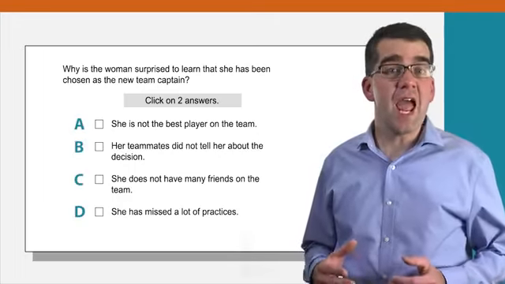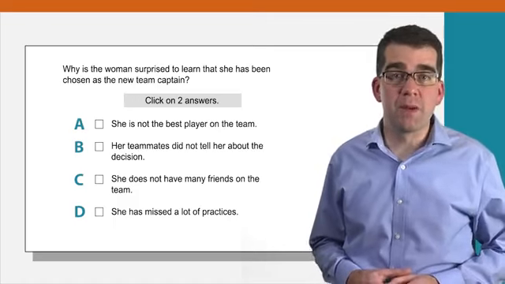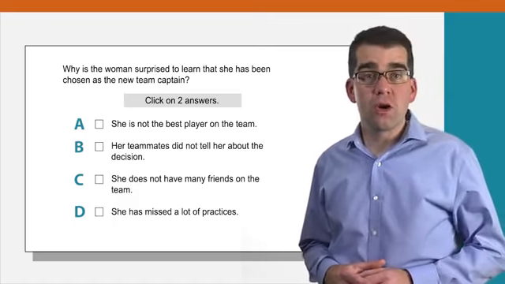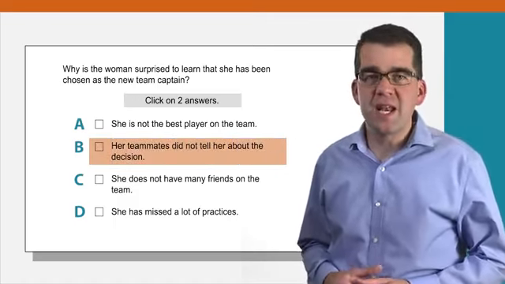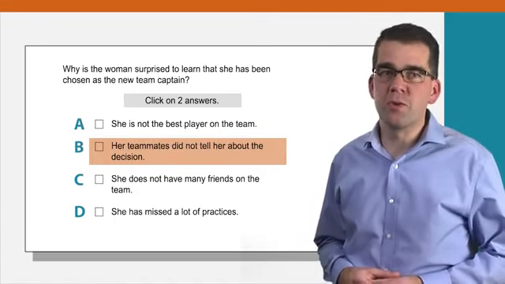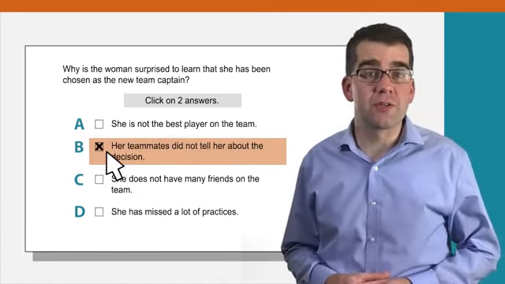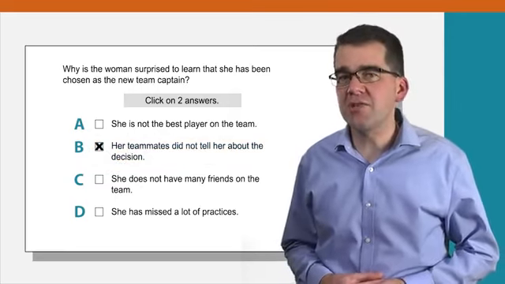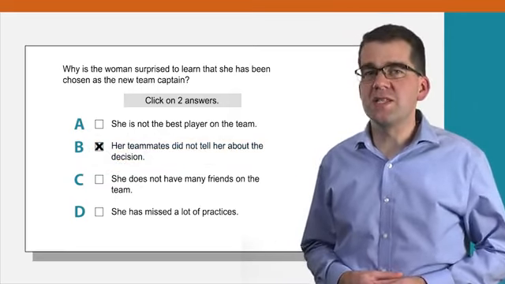It's clear that everyone refers to the other team members, and no one said a word means that no one on the team said anything about having picked her to be their new captain. So B is one answer. The second answer is explained when the student says this.